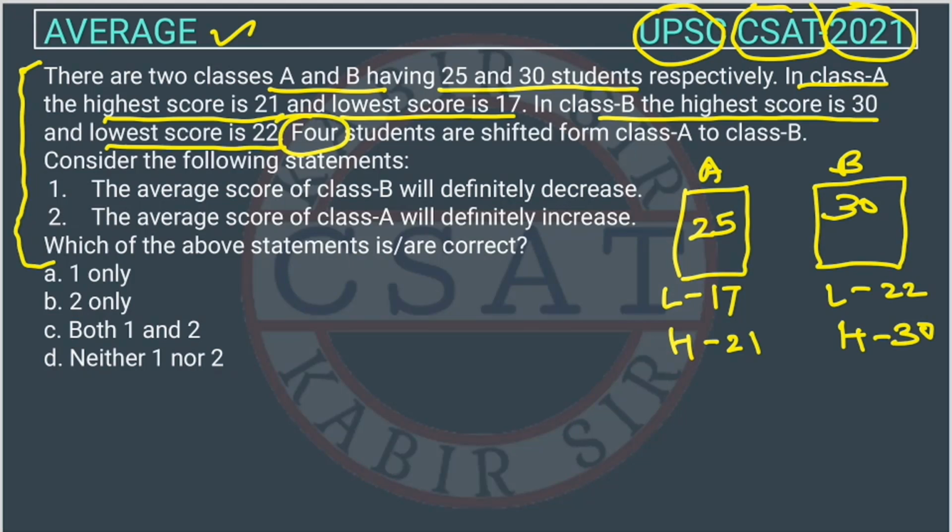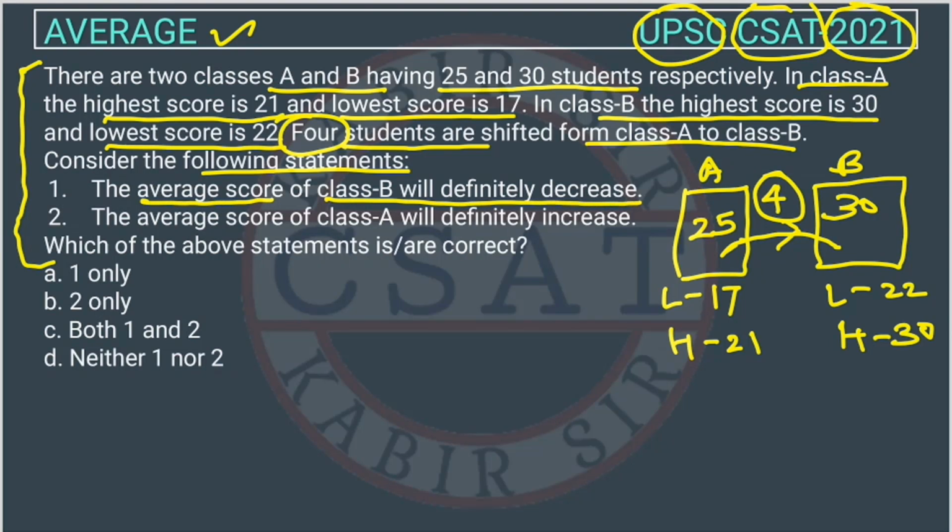Now 4 students are shifted. 4 students are going from class A to class B. So we are shifting 4 students from class A to class B. So consider the following statement: the average score of class B will definitely decrease.